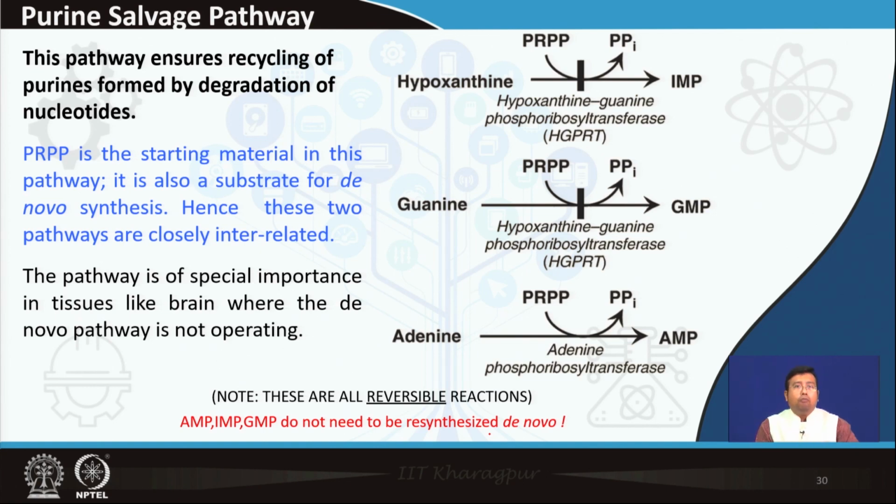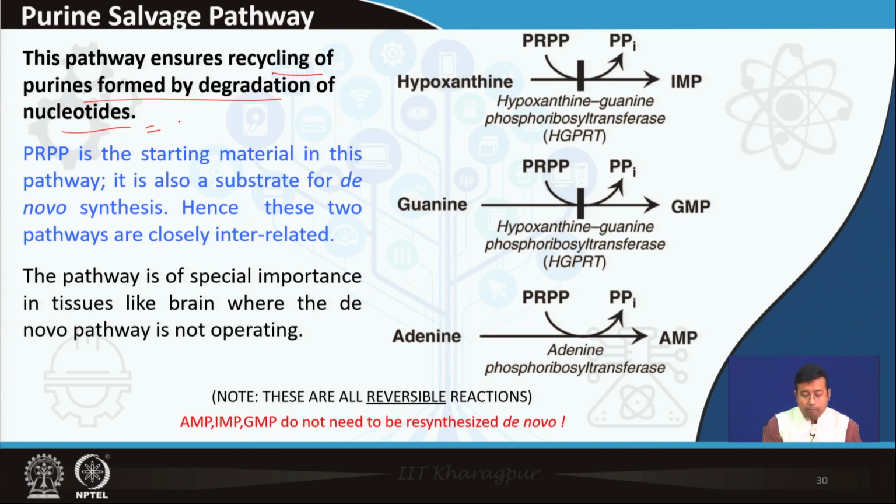As I told you, the nucleotides are actually available. We do not need to go through 10 steps to synthesize a ring, because ultimately the bases are available, and the nucleotides are formed from the bases directly. Who is helping in? Again PRPP. So, this pathway ensures recycling of purines formed by degradation of nucleotides. When nucleotides are degraded, the phosphates are gone, the sugar is gone, and nucleobases are remaining. So, they can be reused.